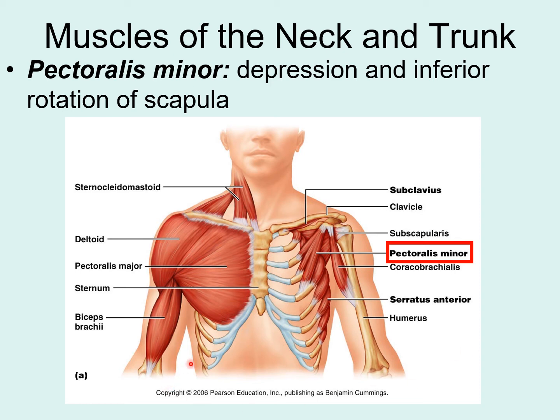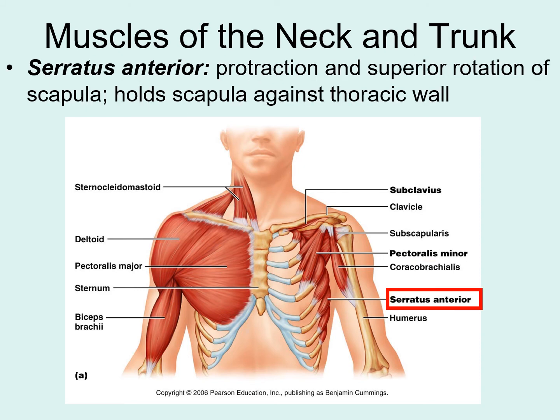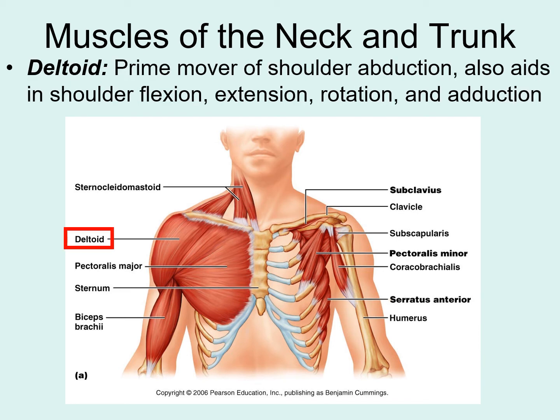You notice that certainly there's a layering effect. So here's the pectoralis major, and deep to that would be the pectoralis minor. Serratus anterior is involved with protraction and superior rotation of the scapula. It helps to hold that scapula against the thoracic wall, helps to hold it in place. The deltoid, this is the prime mover of shoulder abduction. It's also going to be assisting with flexion of the shoulder, extension, rotation, and abduction.